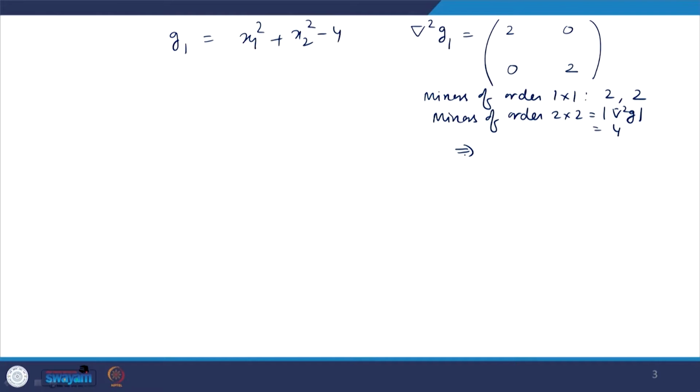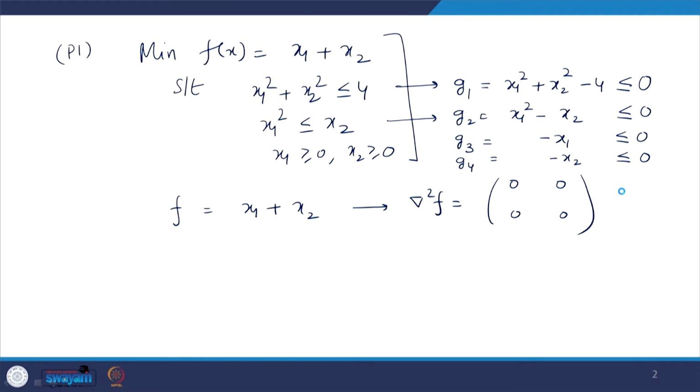So, this implies this Hessian matrix is positive definite, and this implies strictly convex or convex. So, we can say that G1 is convex. Okay. Now, the first constraint is convex. Now, what is the second constraint?